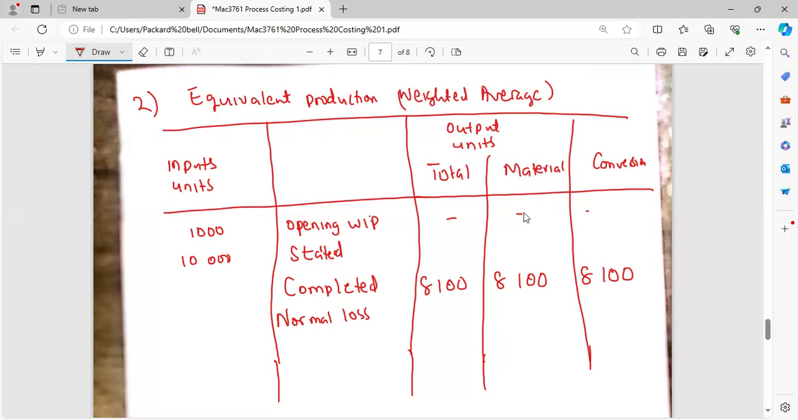The reason why we don't have figures here is that we are using the weighted average method. When we are using the weighted average method, we combine everything. But when we are using FIFO, you will see that we'll have the line for first in, first out, and the line for current. So when we are using the weighted average, we are not going to have those. We just combine everything under one line, opening and closing. So the opening and current will have one line here. So that's why we did not put anything here.